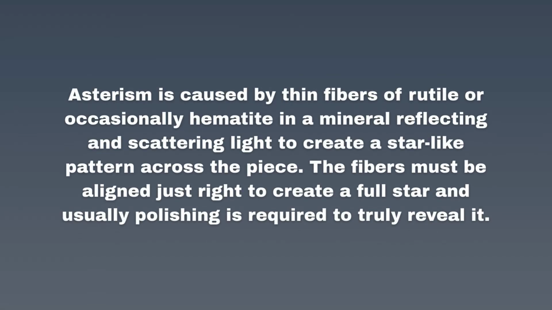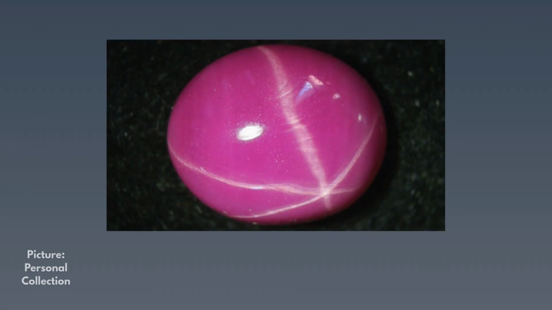Asterism is caused by thin fibers of rutile or occasionally hematite in a mineral reflecting and scattering light to create a star-like pattern across the piece. The fibers must be aligned just right to create a full star, and usually polishing is required to truly reveal it. This is a star ruby, which has little inclusions of rutile that give it that star.